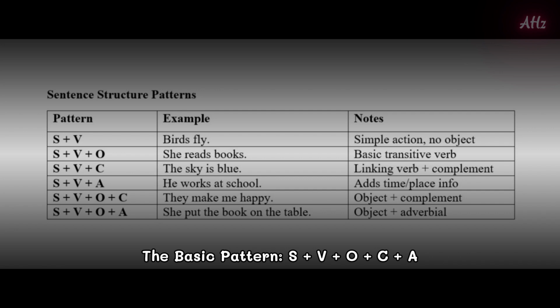Element: O, object. Meaning or function: the receiver of the action. Example: a book, English, music. Element: C, complement. Meaning or function: gives more information about the subject or object. Example: is tired, looks beautiful. Element: A, adverbial. Meaning or function: tells when, where, or how something happens. Example: in the park, every morning, carefully.